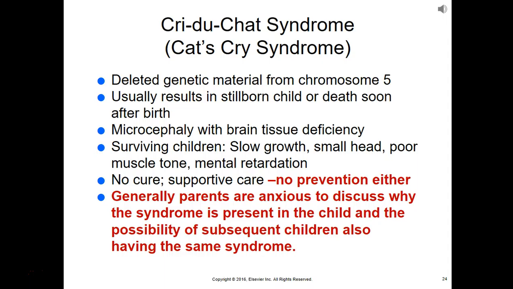and supportive care is what's provided. There's no prevention for this, so if it's happening, it's happening. Generally, parents are very anxious to discuss why the syndrome is present in their child and the possibility of subsequent children also having the syndrome. So we may need to refer them to a genetic counselor or to appropriate support groups.